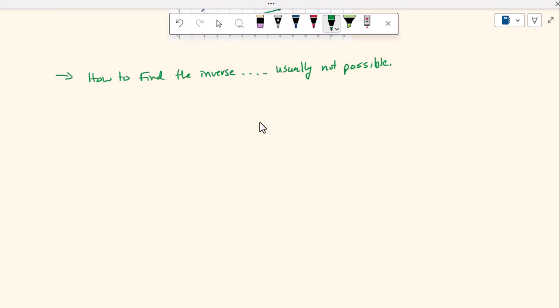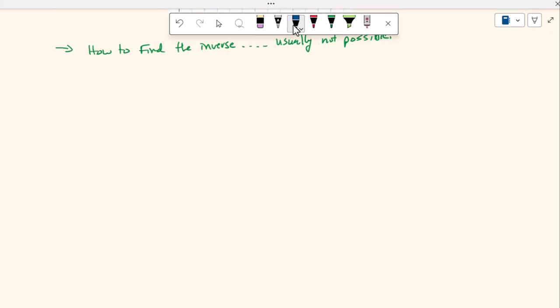Okay, so now let's go ahead and get back to some algebra. We're going to look at how to find the inverse, and again, this is algebra review, but I think it's important to do so we can relate the two topics of inverse functions and derivatives. And again, please take note, usually it's not possible to find the inverse. Just for basic functions it is. So let's look at a few.